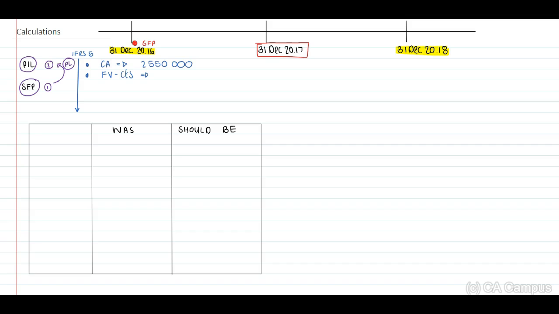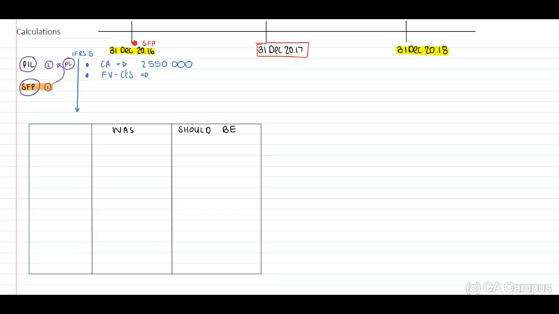Okay, then I normally include a table. Now, guys, it doesn't have to be this neat. Include a heading, was, should be, that's it, and include your calculations according to your heading, your table. Now, you will identify I've included was, should be, and I have indicated to you that I'm going to start with my statement of financial position line items.